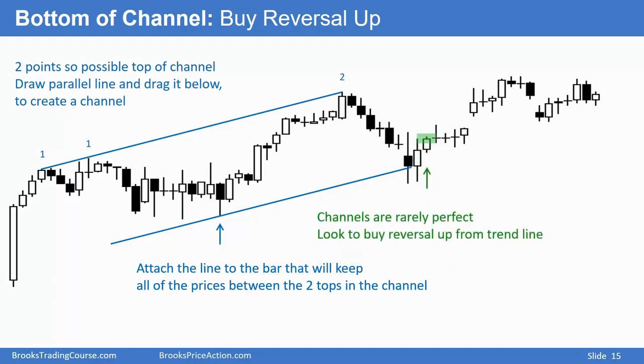Channels are rarely perfect. There's usually some problem with every channel, but it gives you an idea of what the market's trying to do. And if the market's near the bottom of a channel, traders look to buy for a reversal up. And if it gets near the top of a channel, they look to sell for a pullback.